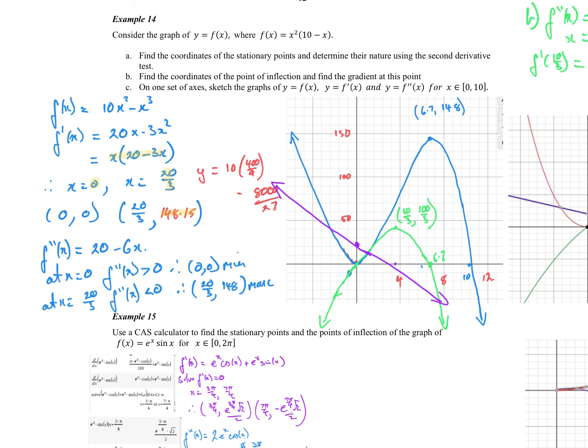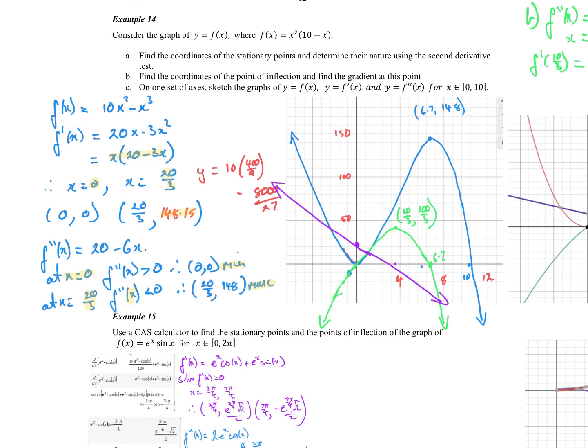What sort of stationary points are they? Well, at x equal to 0, f double dash of x is positive, which makes it concave up, which makes it a minimum. At x equal to 20 on 3, f double dash of x is less than 0, which makes it concave down, which makes it a maximum. So there's the nature of my stationary points.